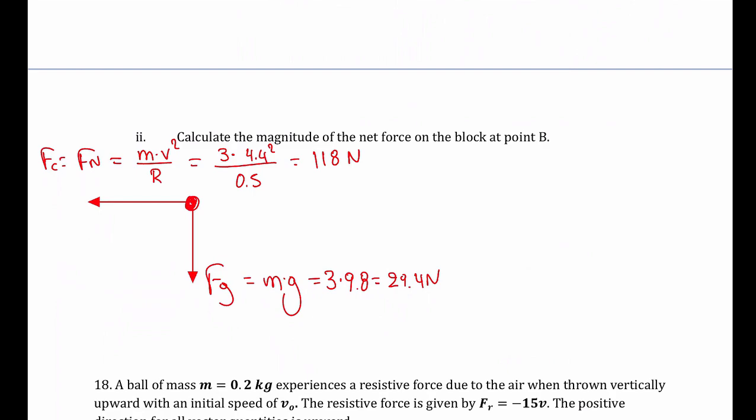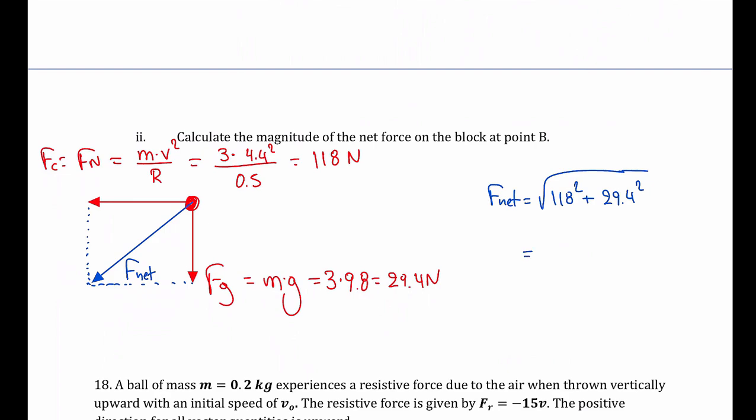And we see that the angle between these two forces is 90 degrees. So the net force will have a direction towards the diagonal of this parallelogram. So this is the net force. In order to find the net force, we will apply the Pythagoras theorem. So it is F centripetal to the power of 2, or 118 to the power of 2, plus the force of gravity, which is 29.4 to the power of 2. And from this, we will get the result of approximately 119 Newton, which is our final answer.